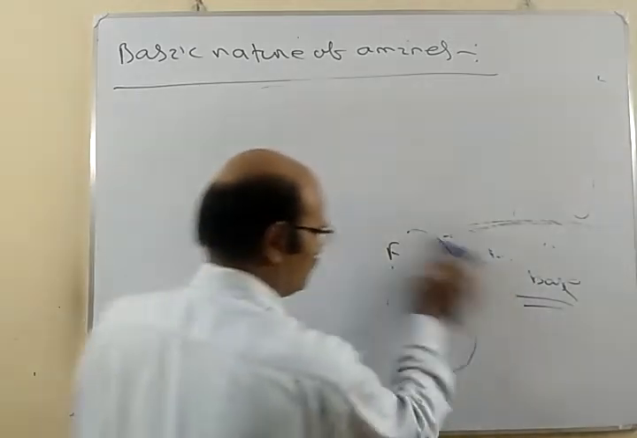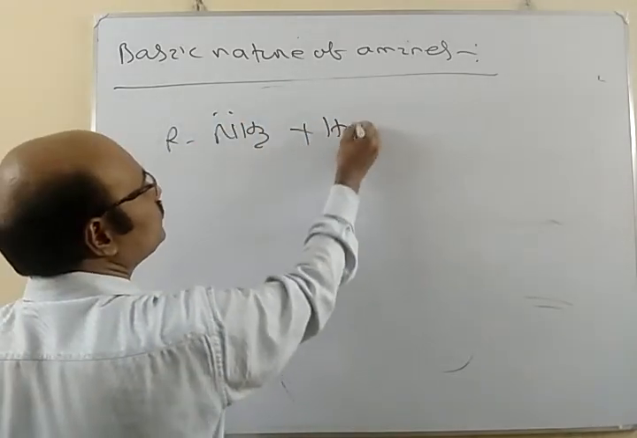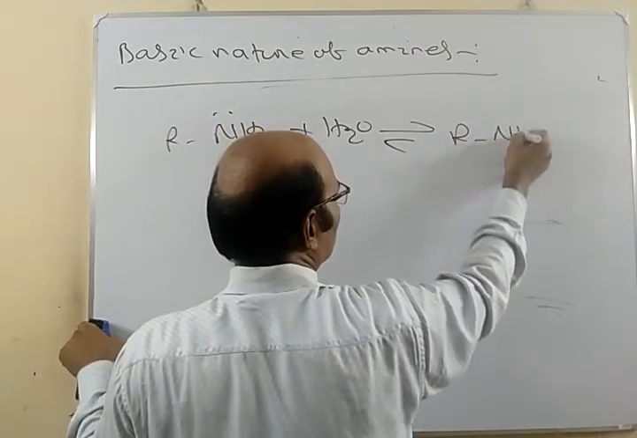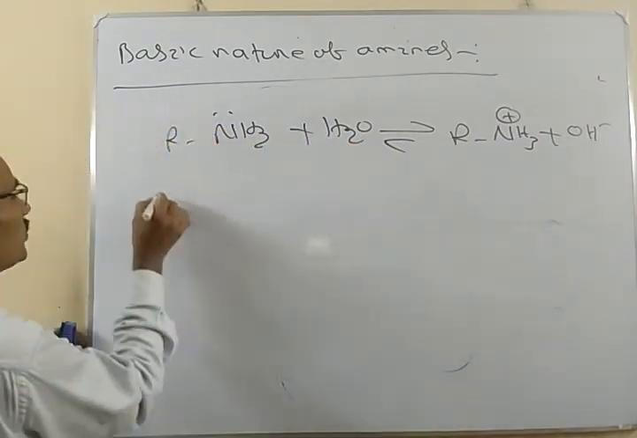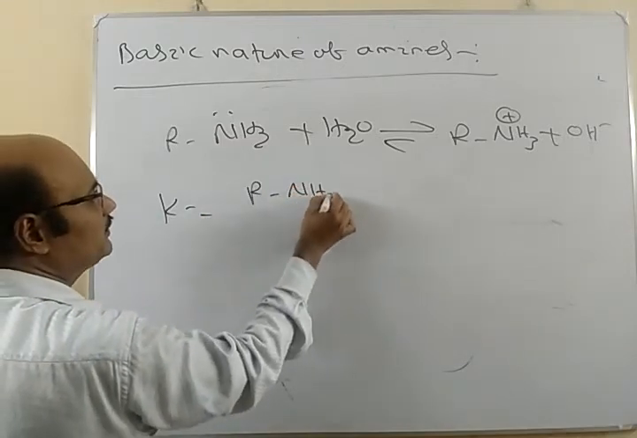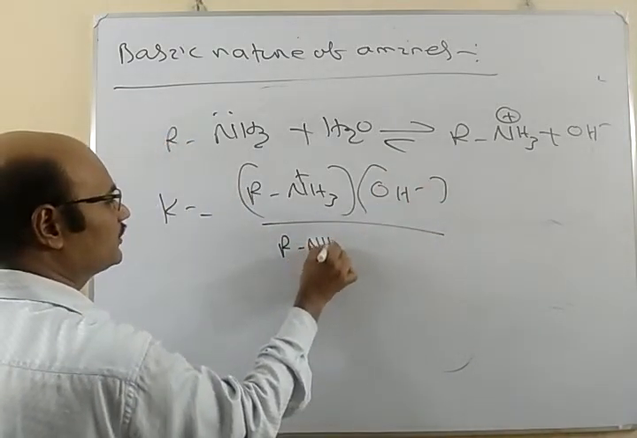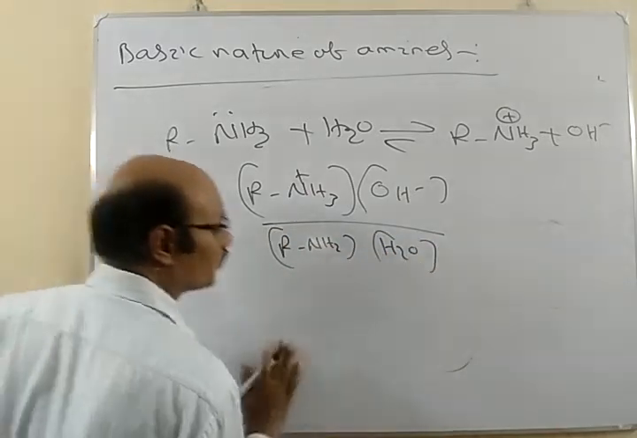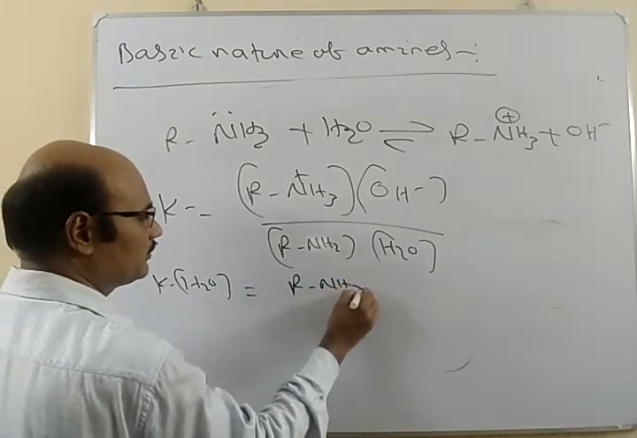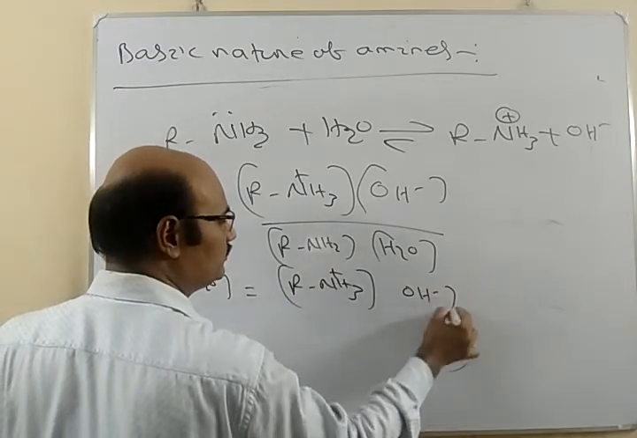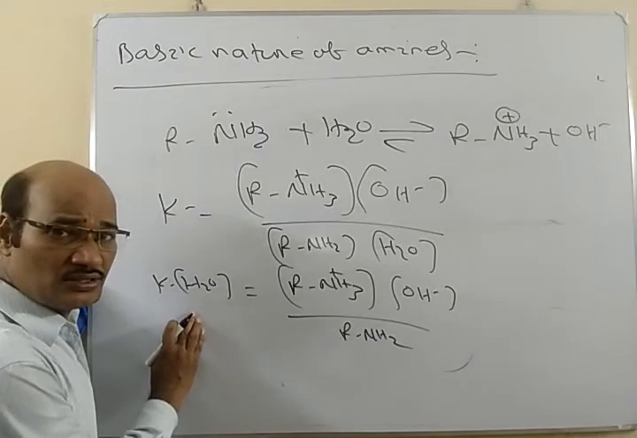Now, if you take RNH2 plus H2O giving RNH3 plus plus OH minus. So if I write K equal to RNH3 plus into OH minus divided by RNH2 into H2O. Now K into H2O equals RNH3 plus into OH minus divided by RNH2. And we know H2O is a pure solvent. Its concentration is taken as constant.